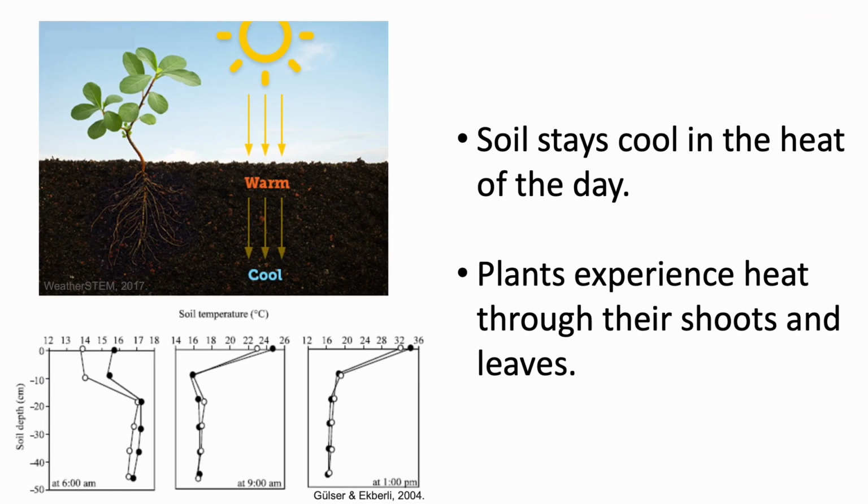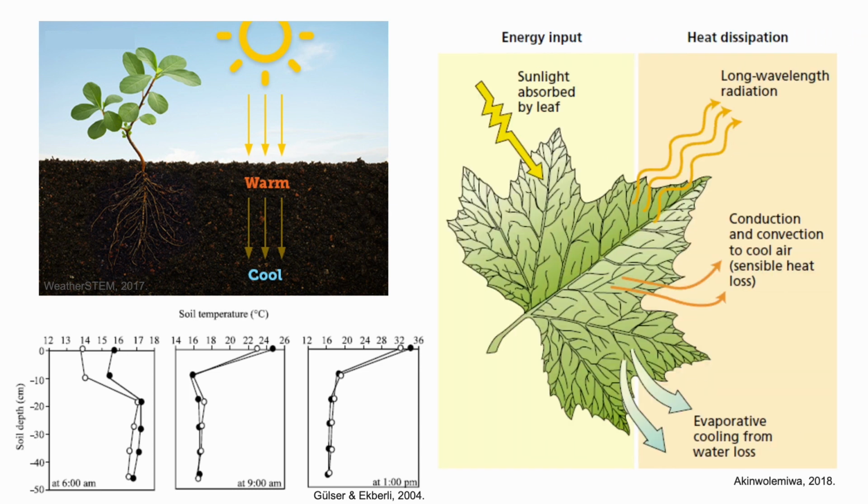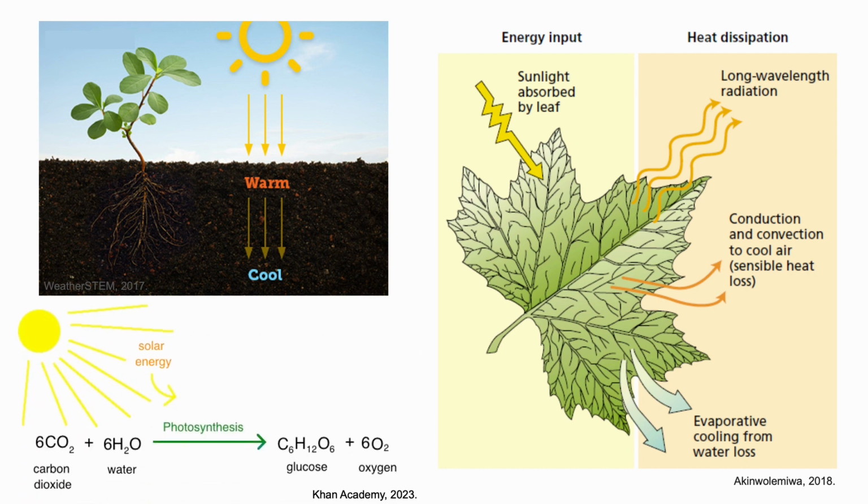Because of the insulating properties of soil, plants generally experience high temperatures in their shoots and leaves rather than their roots. When energy from the sun is absorbed by plant leaves, some of that energy is converted into sugars through the process of photosynthesis. The remaining energy is emitted as long-wave radiation or dissipated by evaporative and convective cooling. Plants have developed several unique physiological strategies to regulate leaf temperature.